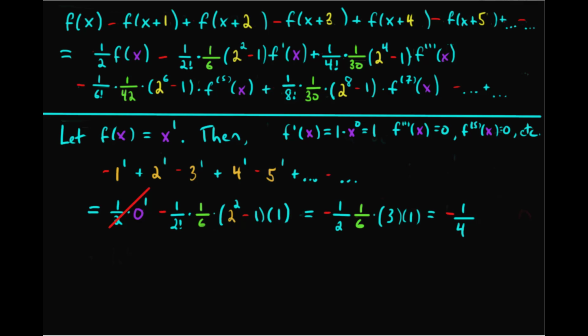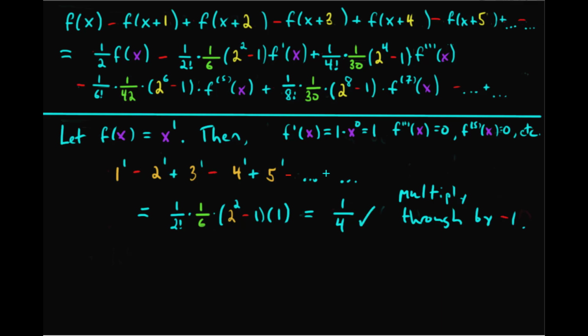Now to get the result we seek, we just have to multiply both sides of the equation by -1, and then we find that 1 to the first minus 2 to the first, plus 3 to the first, minus 4 to the first, plus 5 to the first, minus dot dot dot, plus dot dot dot, equals 1/4. So amazingly, we've arrived at the same result for the quote-unquote sum of this divergent series, but by a completely different methodology.